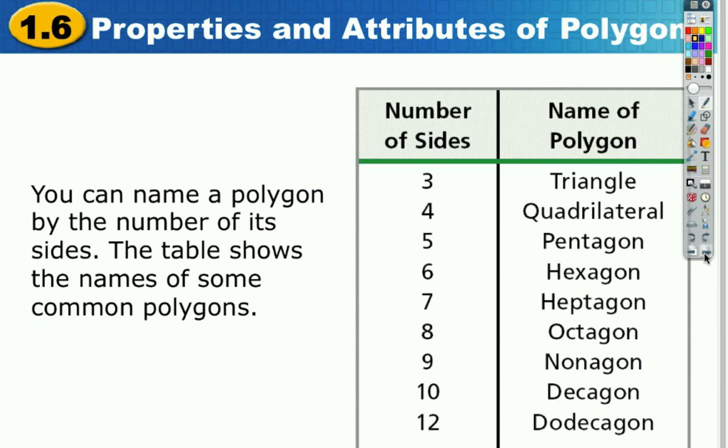10-sided is decagon. 12-sided is dodecagon. Don't ask me why there's not an 11-sided, because I don't know the answer. And beyond that, it's referred to as an n-gon. Now, you don't say n-gon, you say whatever number of sides it is plus dash gon. So if you have a 30-sided shape, you would call it a 30-gon. If you have a 50-sided shape, you would call it a 50-gon.